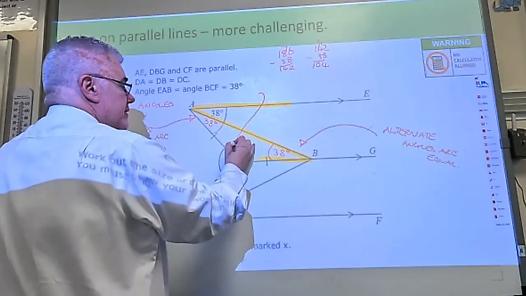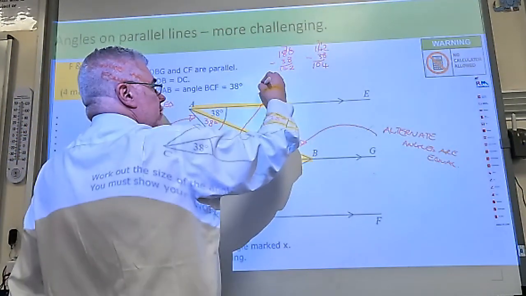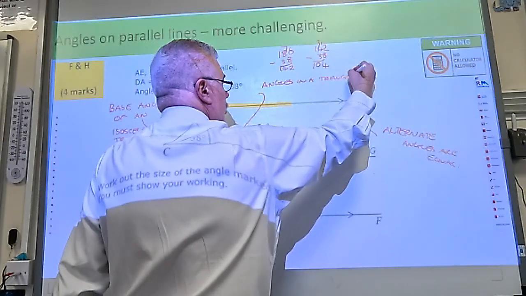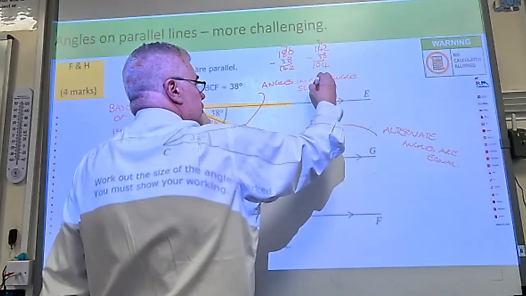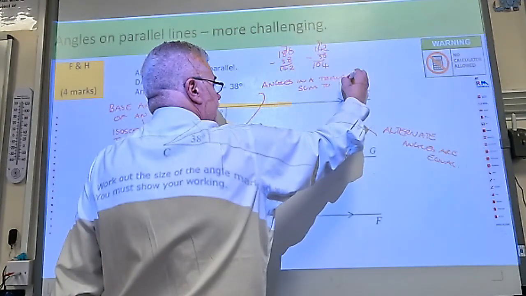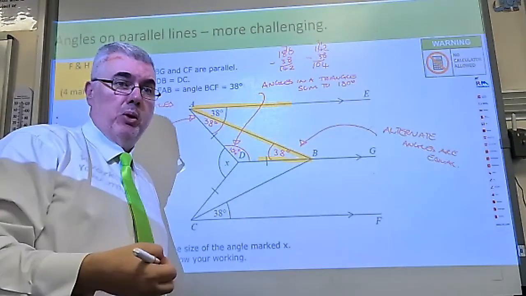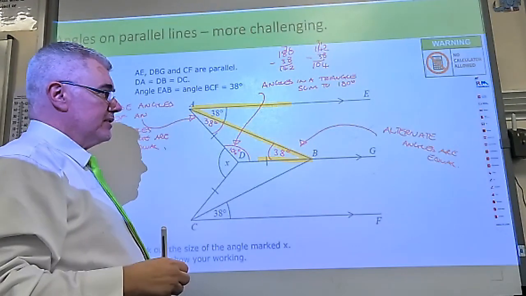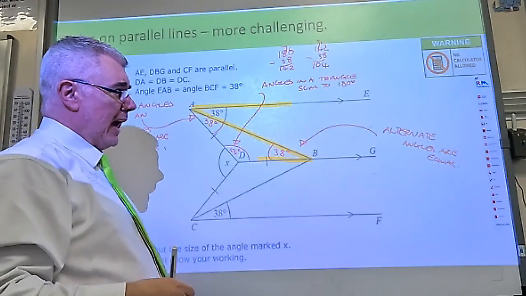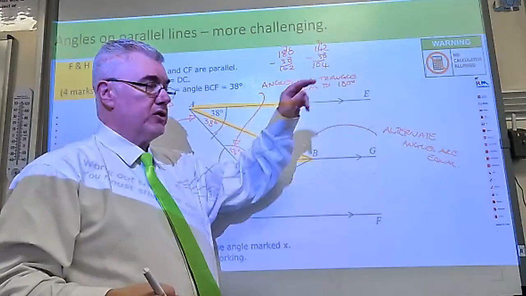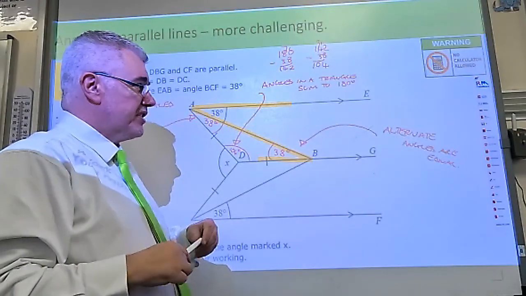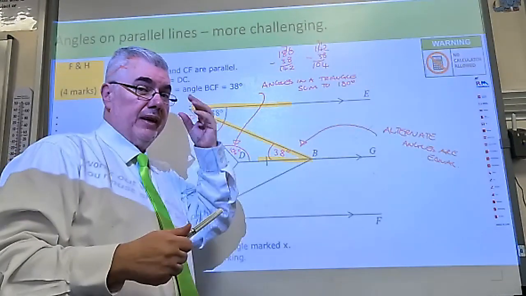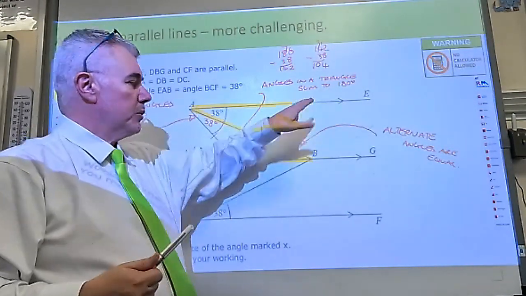I'm going to put a reason on for this as well. Angles in a triangle sum to 180. The word sum is very important. If you say angles add to 180, but you don't mention the word triangle, you're going to lose the mark. If you say a triangle adds to 180, you'll lose a mark because it's not the triangle itself, it's the angles that sum to 180.